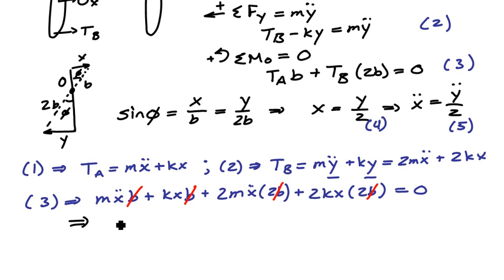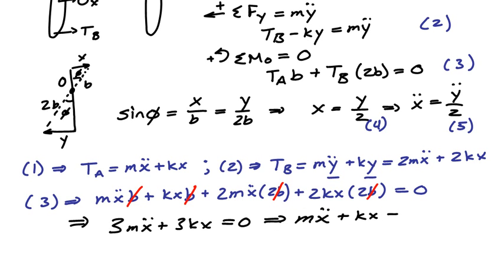But if I tally this up, what am I going to have? I'm going to have 3m x double dot plus 3 times k times x is equal to 0. And of course the 3 cancels out, so interestingly enough, this just gives me that m x double dot plus kx is equal to 0. This is, for all intents and purposes, simply a very simple spring mass system.